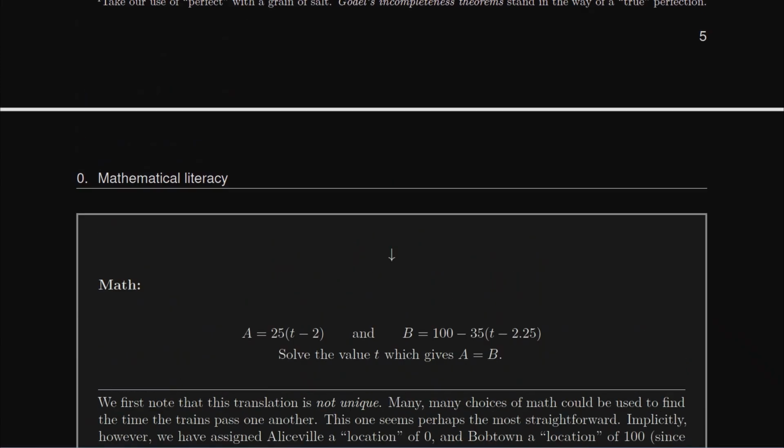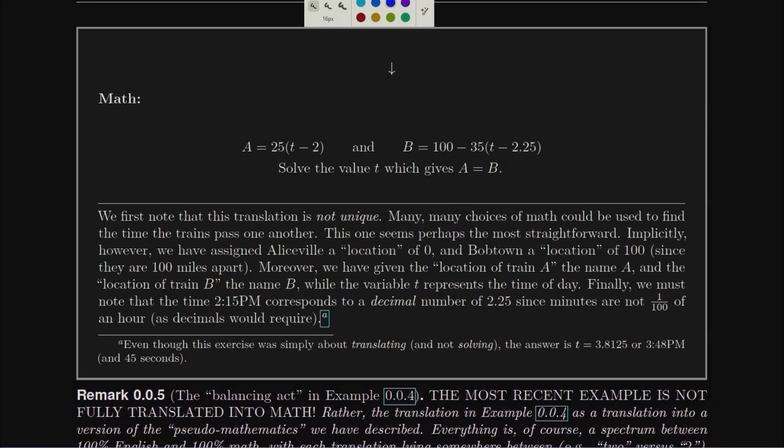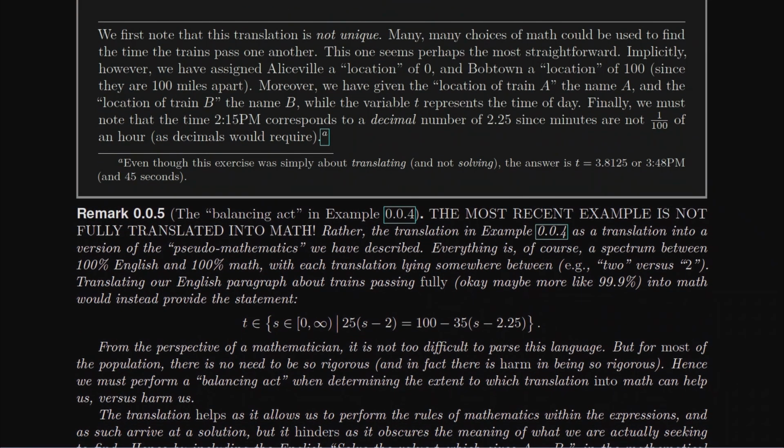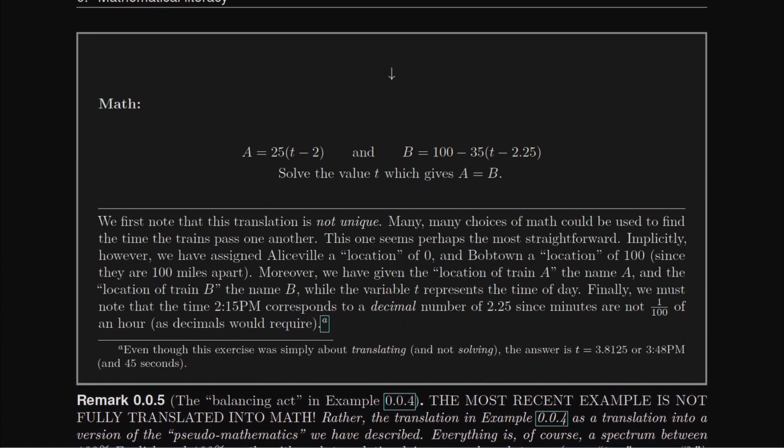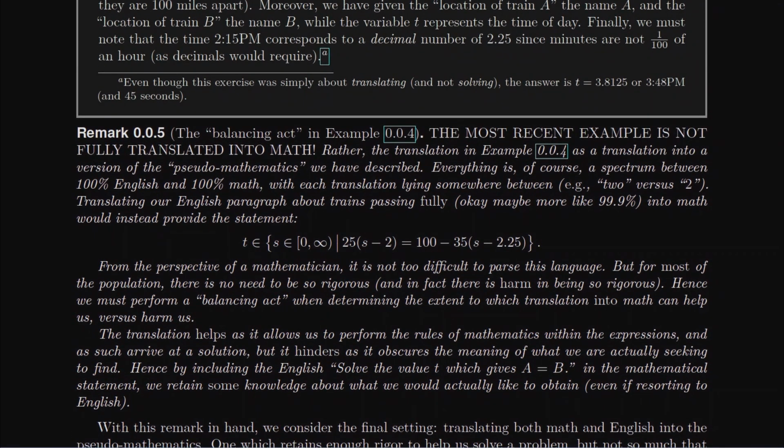But even though I called this English to math, in reality, this math at the end is not quite pure math, right? I've got this English statement at the bottom, solve for the value t which gives A equals B, and I even use the English word 'and' there. So this is what I mean by pseudo-math. The pseudo-math that's going on here is kind of the correct balance of an English and a math statement. It's not pure math. If I wanted pure math, I could write something like this: t is in the set which contains s being positive numbers, such that 25 times (s minus 2) equals 100 minus 35 times (s minus 2.25).